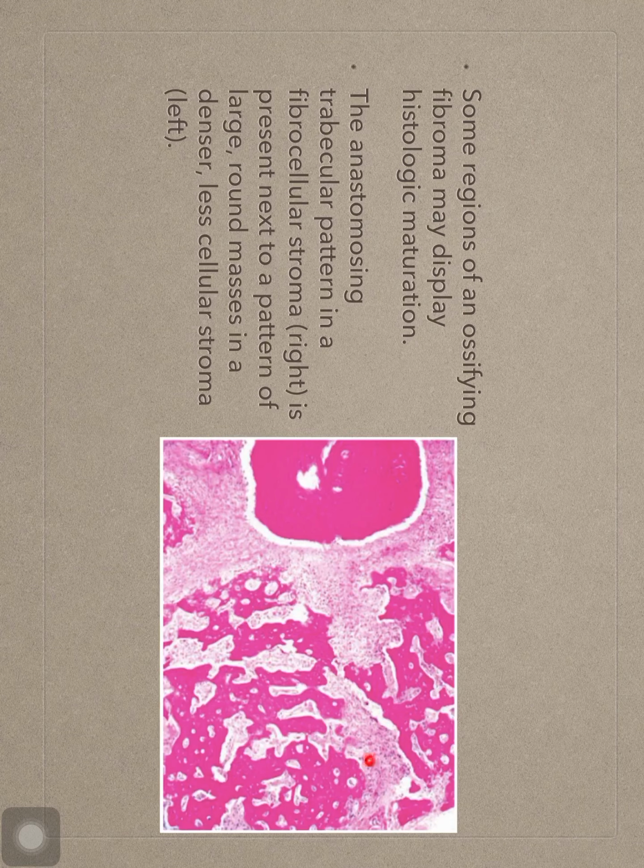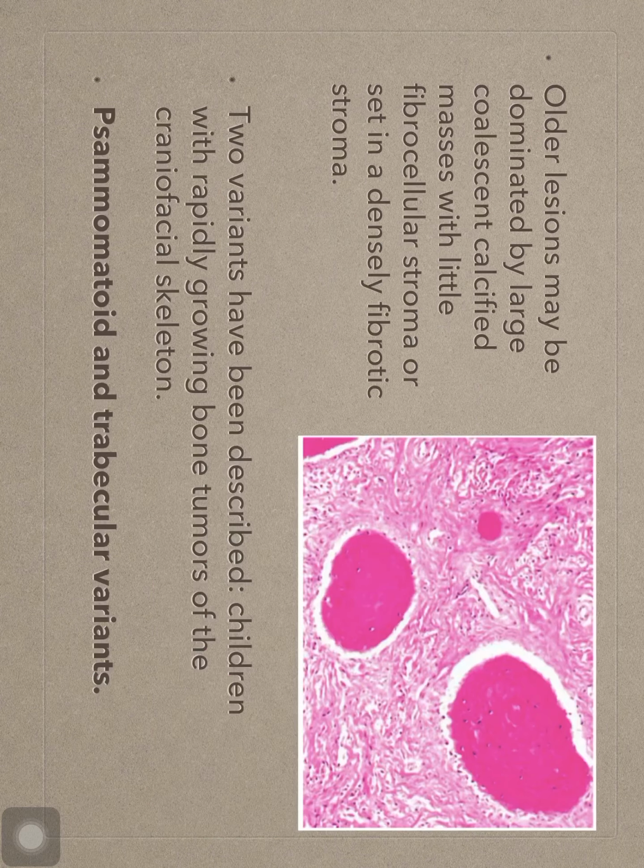Here on the right side we can see an anastomosing trabecular pattern in a fibrocellular stroma, whereas on the left side we can see a large round mass in a dense and less cellular stroma. In older lesions, the masses get calcified and a few of them have little fibrocellular stroma. Here in this picture we can see a densely fibrotic stroma.